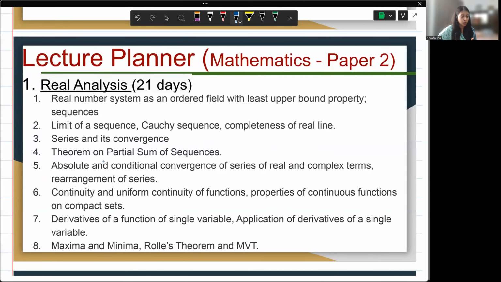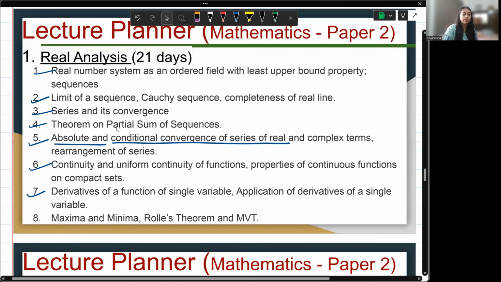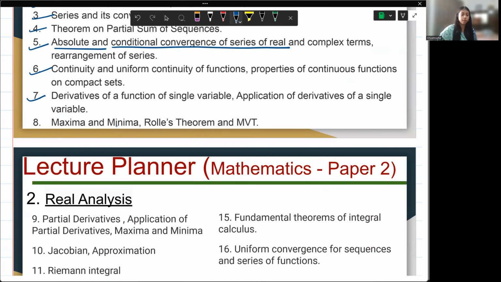Real analysis is a continuation of the calculus. Calculus, whatever we have done, will be needed here. Okay. So real number system as an ordered field with the least upper bound property, limit of a sequence, Cauchy sequence, completeness of the real line, series and its convergence, theory on partial sums of sequences, absolute and conditional convergence of series. This is very important.